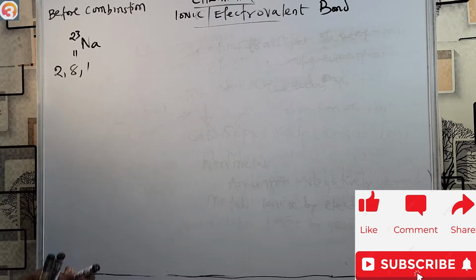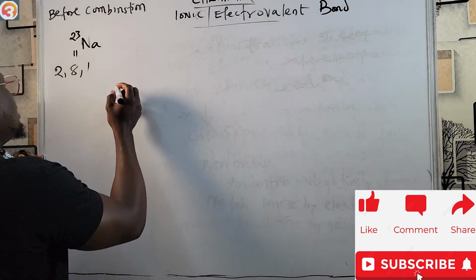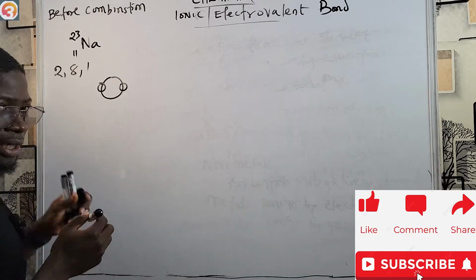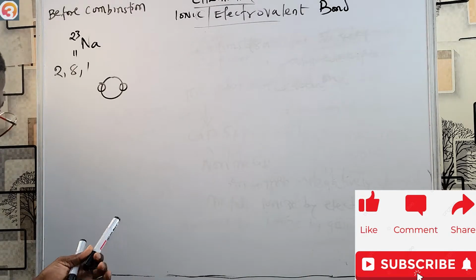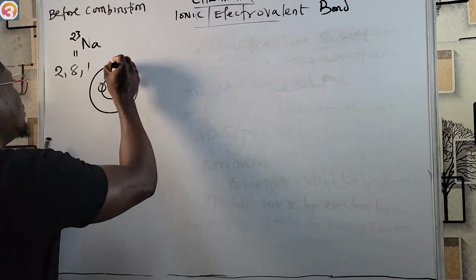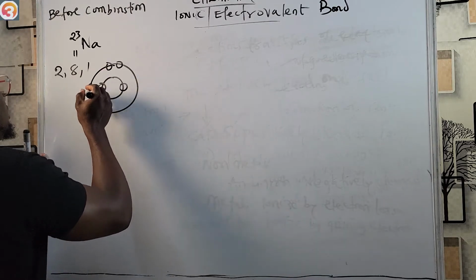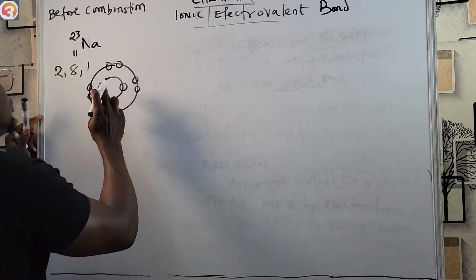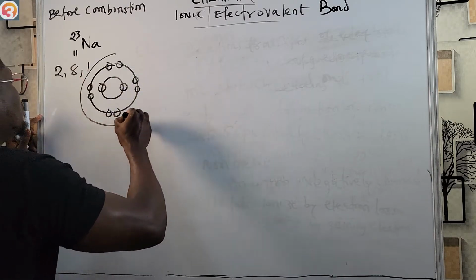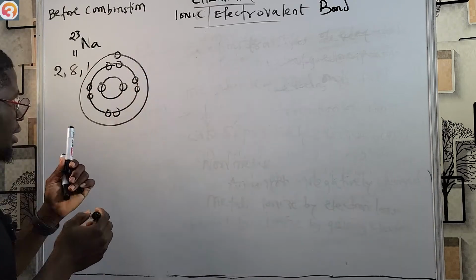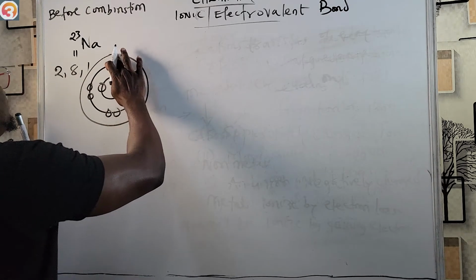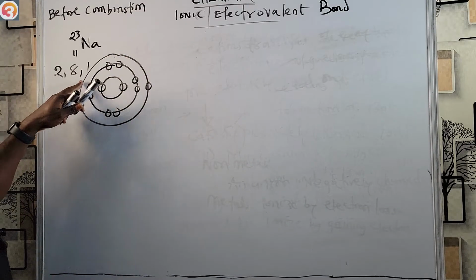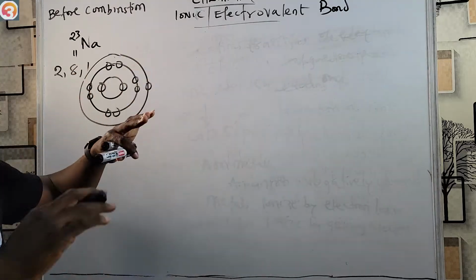So now you see, this is 2, this is 8, this is 1. Let's represent it using the electron dot and cross diagram. In the first K shell, there will be 2 electrons, then in the next shell we're going to have 8 electrons: 1, 2, 3, 4, 5, 6, 7, 8. There's still one more electron, since 2 plus 8 is 10. The last electron will be in the last shell. So this is 2, 8, 1, before they combine.